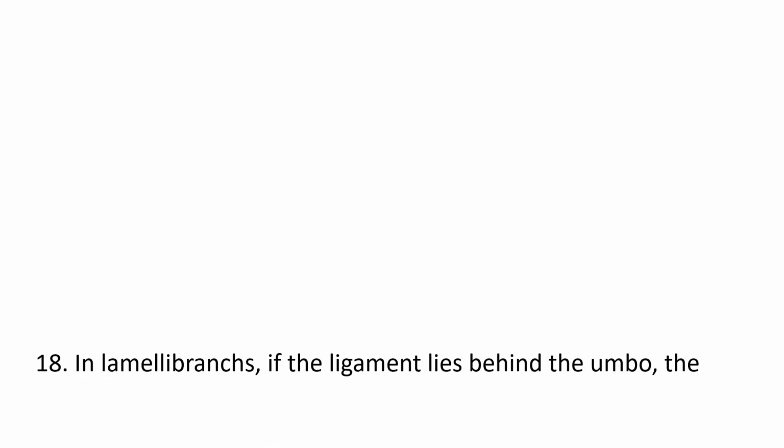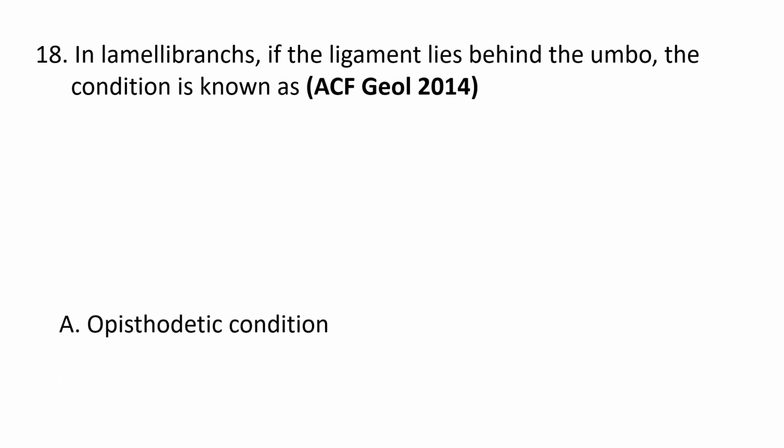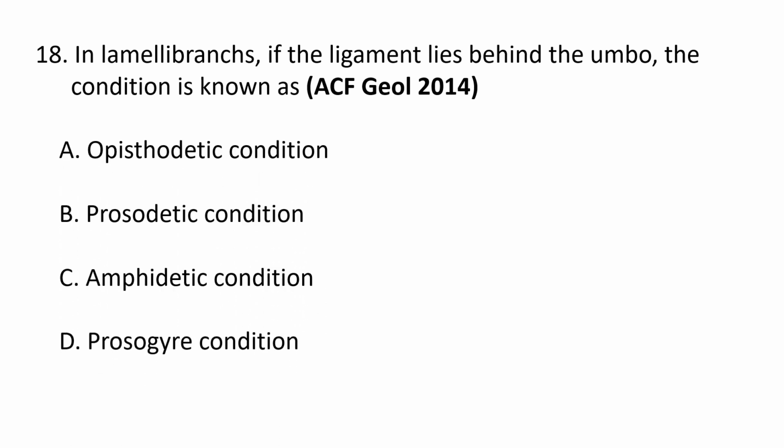Next question. In lamellibranchs, if the ligament lies behind the umbo, the condition is known as A. Opisthodetic condition, B. Prosodetic condition, C. Amphidetic condition, D. Prosogyre condition. So the correct option is A. Opisthodetic condition.